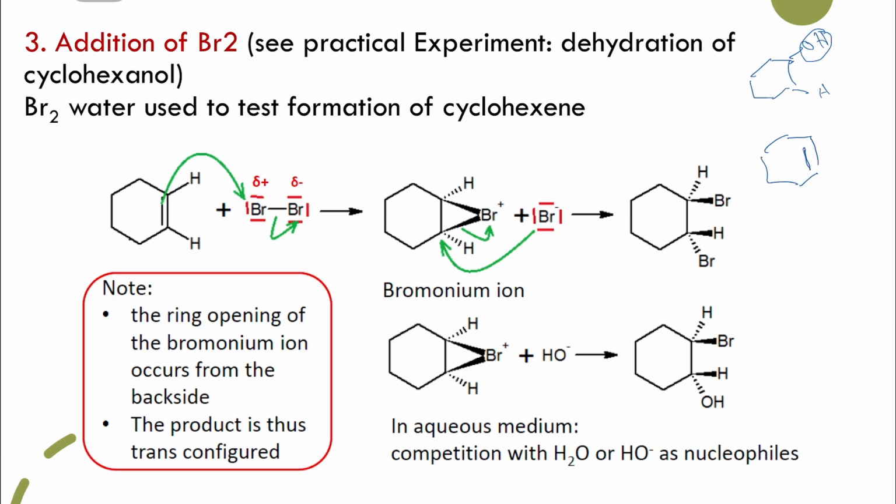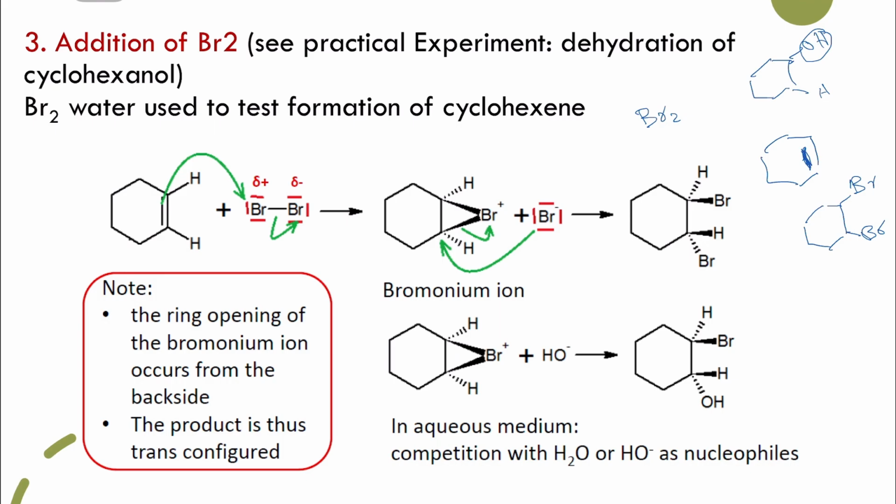A double bond is formed here. So to test this, the formation of the cyclohexene, we use what's called bromine water. Bromine water is colored, and the bromine is added to this double bond to give you a 1,2-dibromide. Then the color of the bromine disappears, so it becomes colorless. This is how we test for the presence of the double bond.